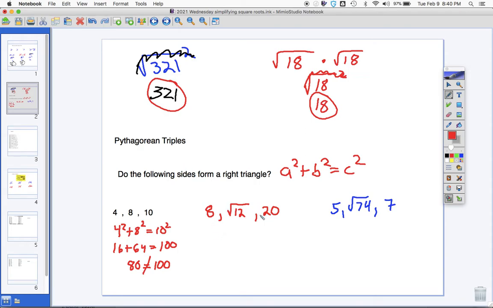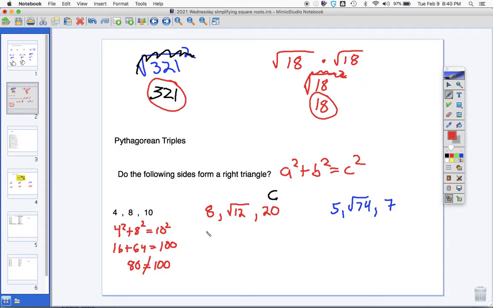Okay, let's take a look at the middle one. Now, the middle one kind of looks a little weird because there's a square root symbol. It's okay. A side length of a triangle could have this number as a possible side length. We still do the same thing. Now, which one of these guys is c? Well, hopefully you realize that the square root of 12 is going to be somewhere between 3 and 4. So that is going to be less than 8 and less than 20. So this guy is my c. Okay, so let's go ahead and do this problem.